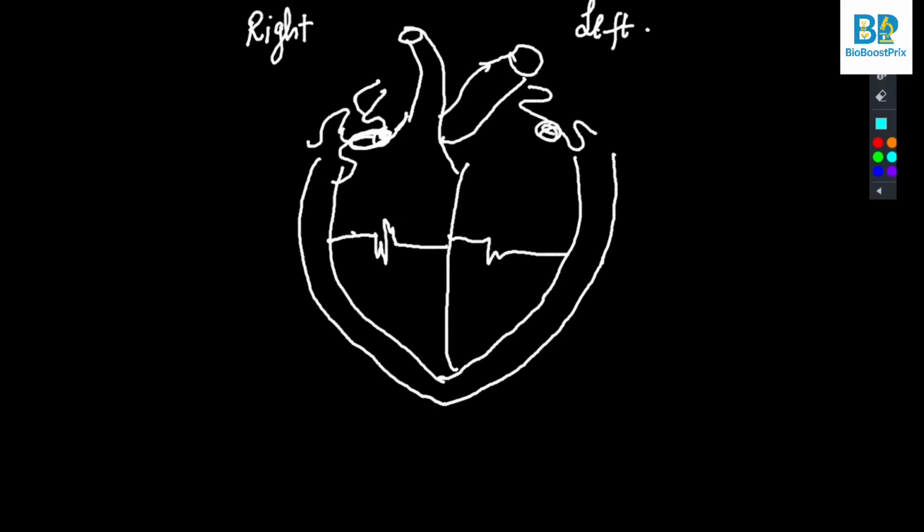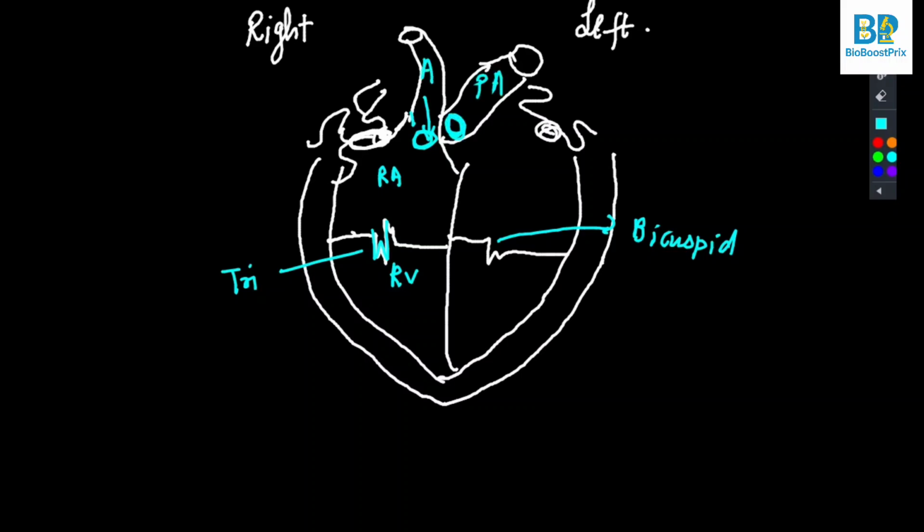Now we talk about valves. So here one valve is present between atrium and ventricle, right? This is a tricuspid, and this is a bicuspid valve, which is also called the mitral valve. Other than that, we also have semilunar valves. One is present over here, another valve is present over here in the pulmonary artery and aorta. So the valves that are present in the pulmonary artery and aorta are called semilunar valves.